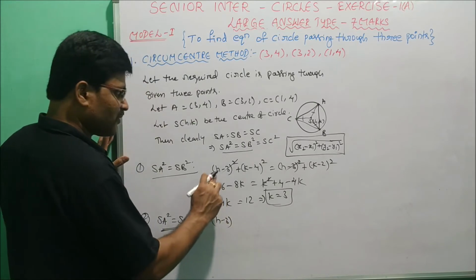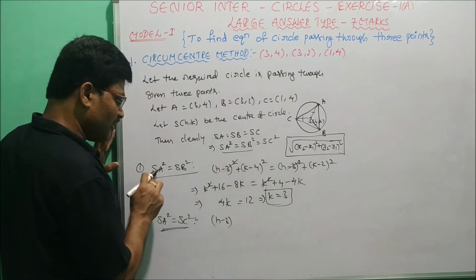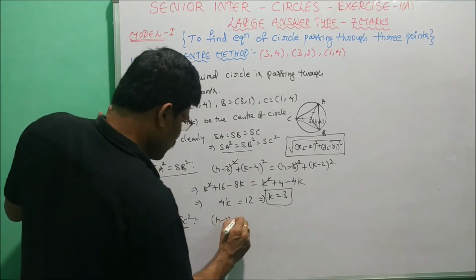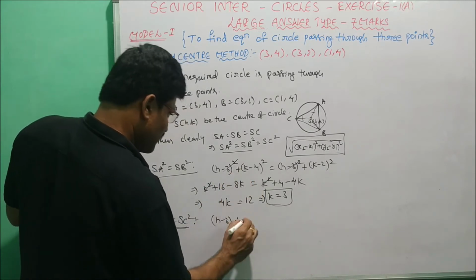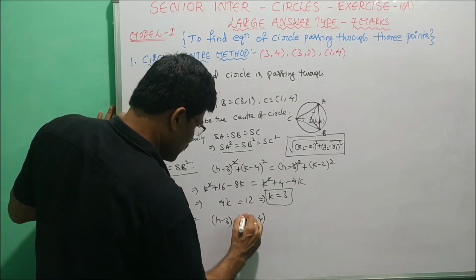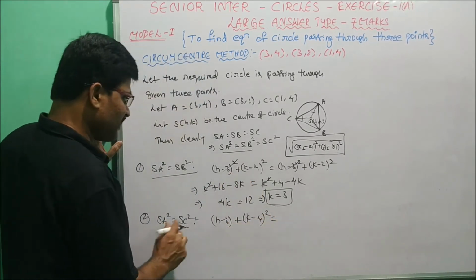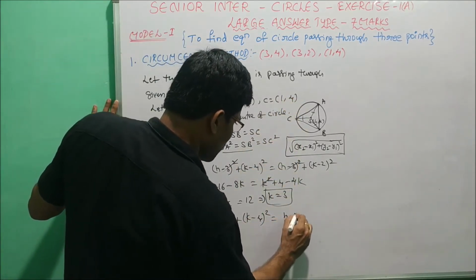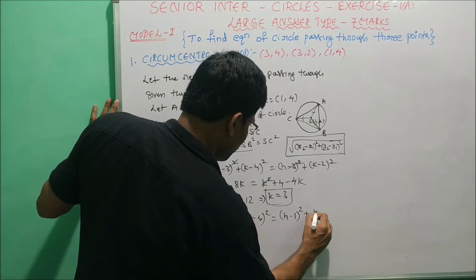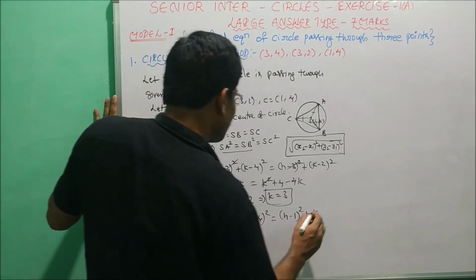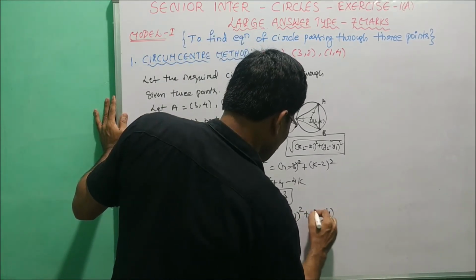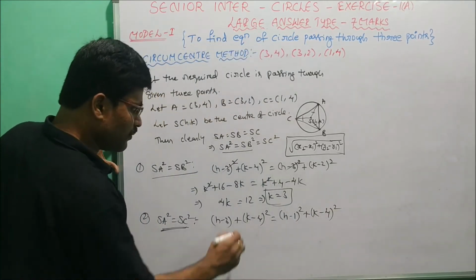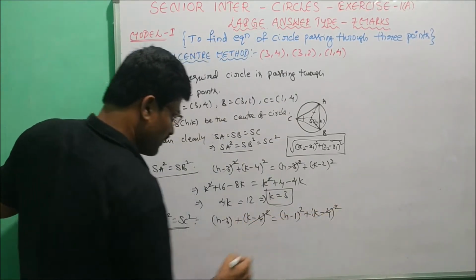Here also we already found that (H minus 2) whole square plus (K minus 4) whole square is always equal to SA square. So in the left side the same terms will be taken. In the right side, SC square. C is (1, 4). Therefore (H minus 1) whole square plus (K minus 4) whole square. Here also we observe in both sides (K minus 4) whole square will be cancelled.